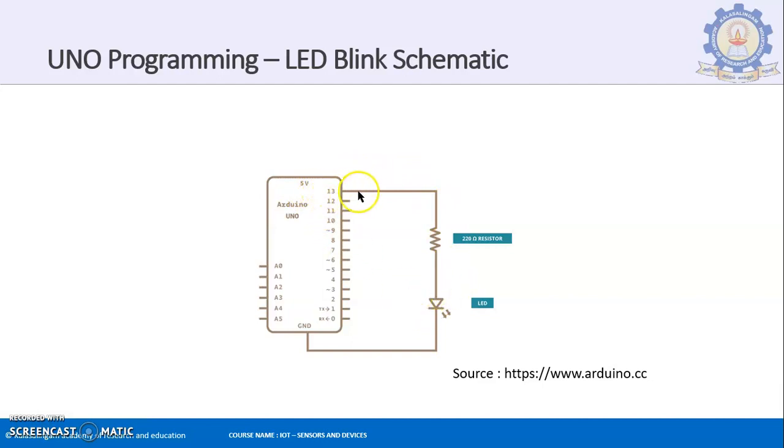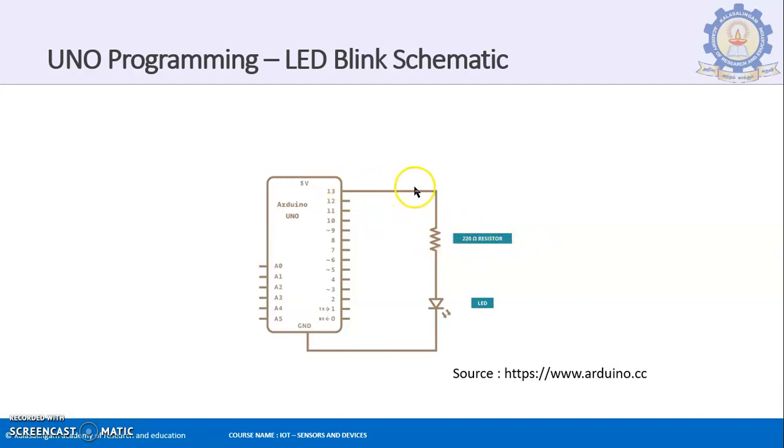When you directly connect the particular pin to this LED, too much current will flow through the LED, which is a diode, and it will get damaged. So instead of that, you will be connecting it in series to a resistor. For example, we consider a 220 ohm resistor.